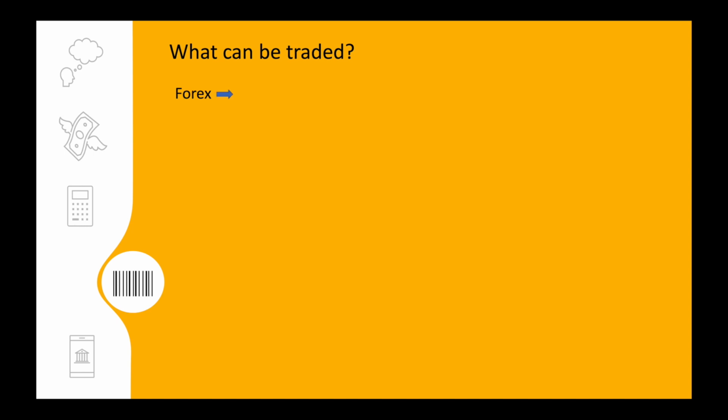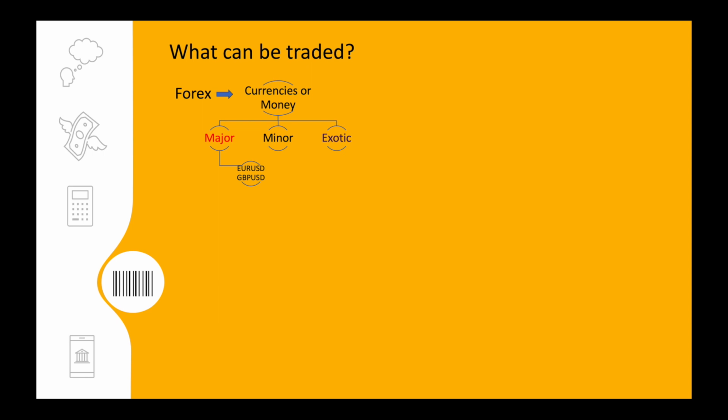Forex, this is simply money or currencies, and under money or currencies we have 3 subheadings. We have majors, we have minors, and we have exotic pairs. Under major pairs, examples will be the Euro USD or the GBP USD, and I will share the major pairs in our last slide.